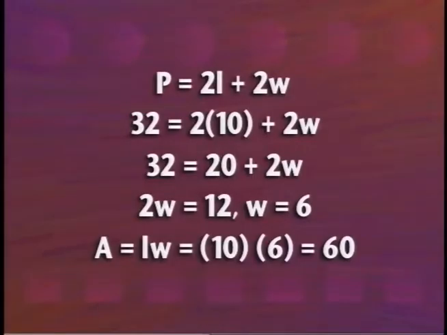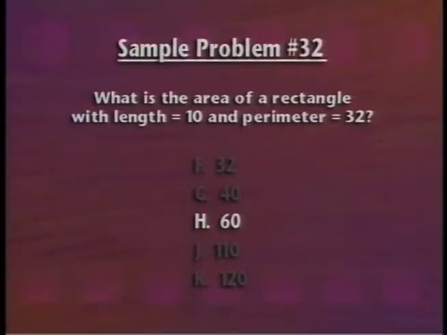Perimeter equals 2L plus 2W. Substituting in, 32 equals 2 times 10 plus 2W. 32 equals 20 plus 2W. 2W equals 12. The width equals 6. Now calculating, area equals length times width equals 10 times 6 equals 60. Answer H.